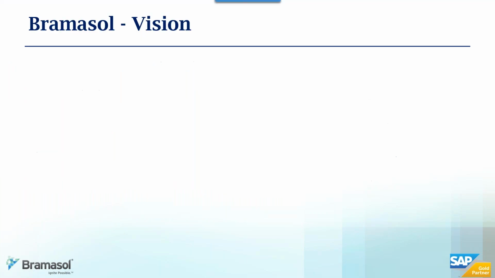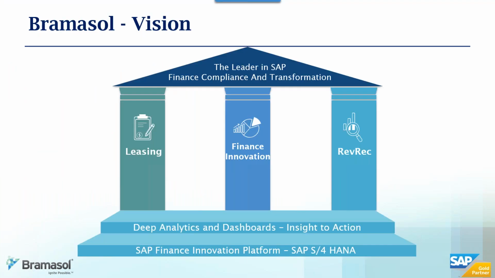Next slide. So what is the Bramasol vision? Bramasol is the leader in SAP finance, compliance, and transformation. We do this through three pillars. Number one, leasing. As the experts with dozens of projects in place and focused on leasing and co-innovation with SAP, we're really the go-to partner for all leasing topics as they relate to ASC 842, IFRS, and asset management. And we do a lot of co-innovation activity with the SAP Labs team.